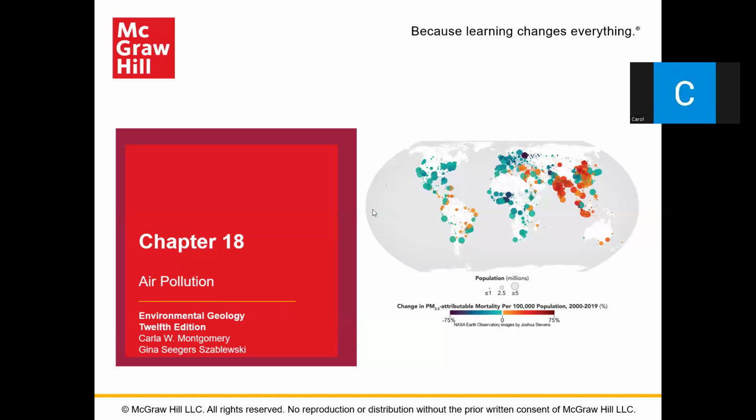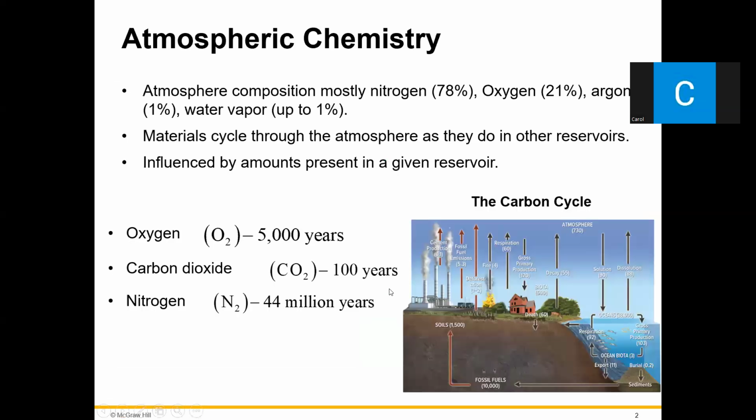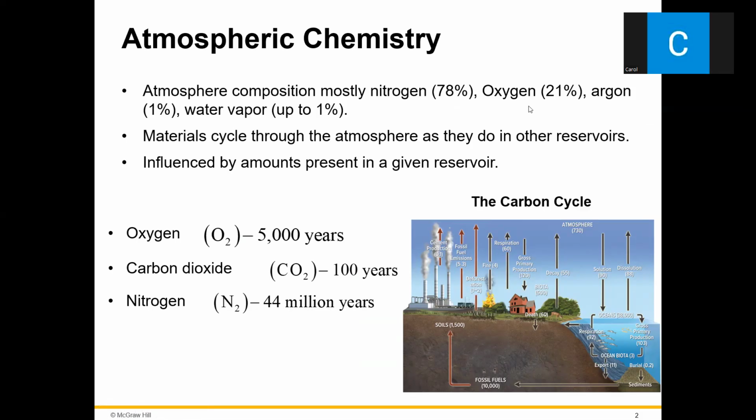This is chapter 18 on air pollution, and we're going to be starting with the statistical types of air pollution. So the chemistry in the atmosphere: air is mostly made up of nitrogen, then oxygen and argon and water vapor. Materials cycle through the atmosphere as they do in other reservoirs, and you can do the same calculation for residence time as you can for water reservoirs. The residence time for oxygen is about 5,000 years, carbon dioxide 100 years, and nitrogen is particularly forever, 44 million years.